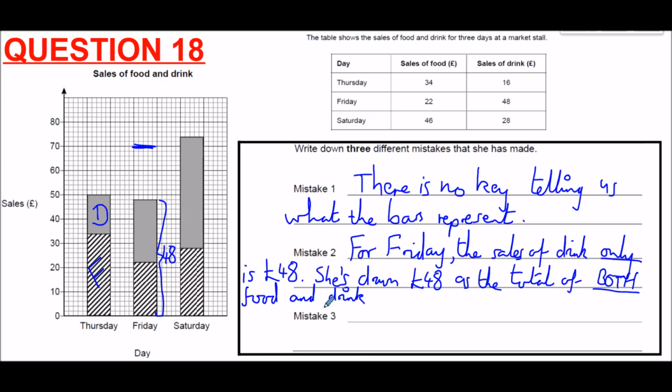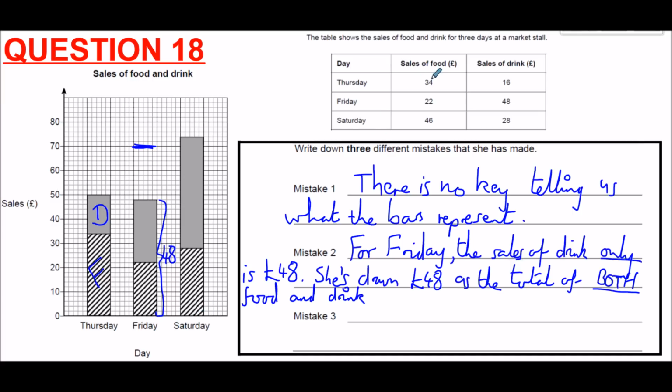Mistake 3. As we've established, the lined bars must be food and the grey one is drink. So on Thursday and Friday, that would make sense. But if you look on Saturday, it seems like she's switched them around.